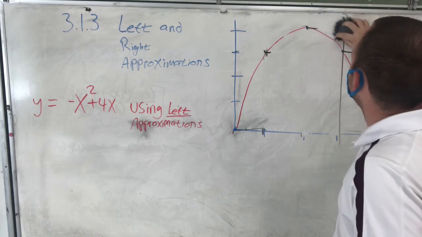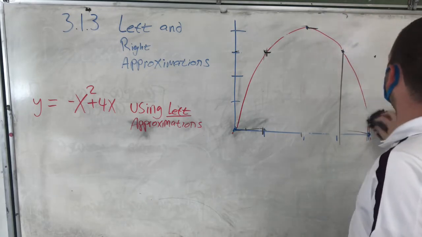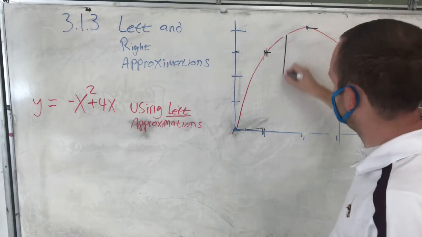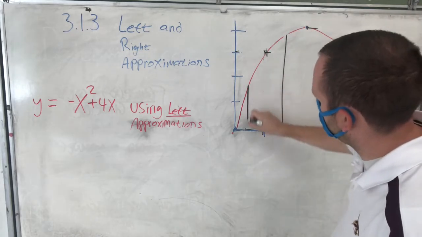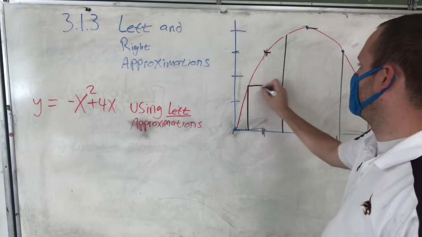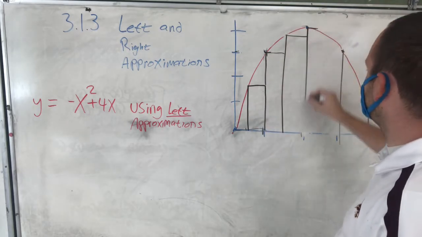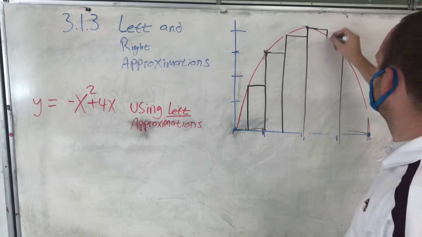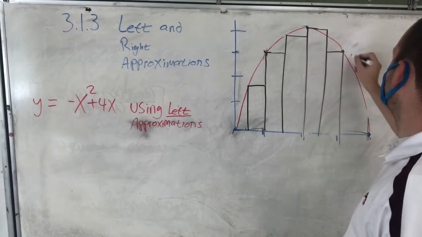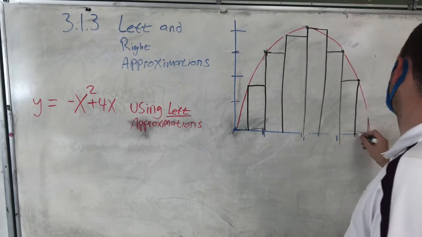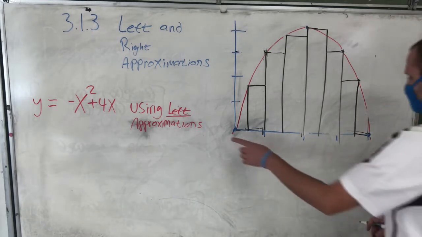So, let me erase some of these black lines. What if we made even more rectangles? What if we just maybe double it? Maybe had a rectangle right there, and right there. So we come over there, down like that. Are we starting to get even closer to what the actual value is? Absolutely. Let's see, right there's the dot. Okay. This is using left approximations.